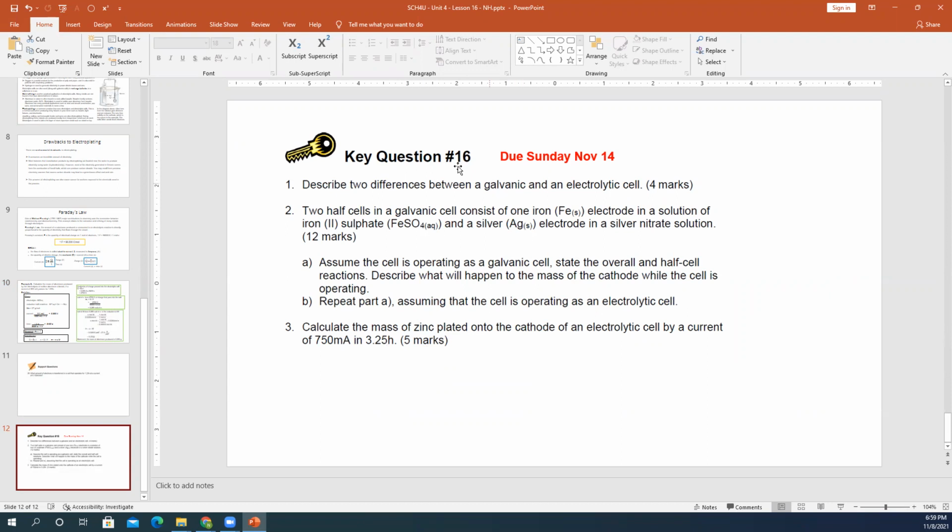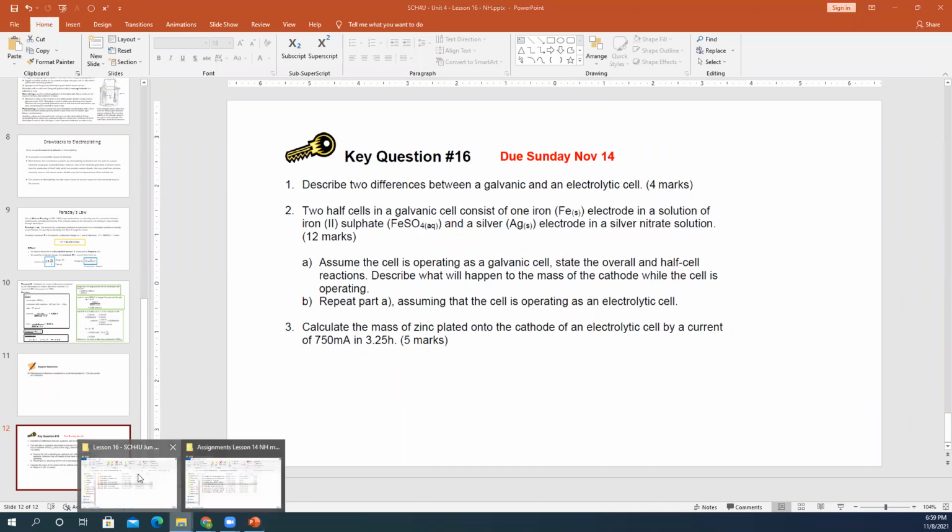Now, this key question number 16 is due Sunday, along with key question 15, the ones from last lesson on the galvanic cell. So this Sunday, you have key questions 15 and 16 that are due. Okay, let's take a look. We've got a whole hour left. So if you guys have any questions, we can look at whatever questions you have.